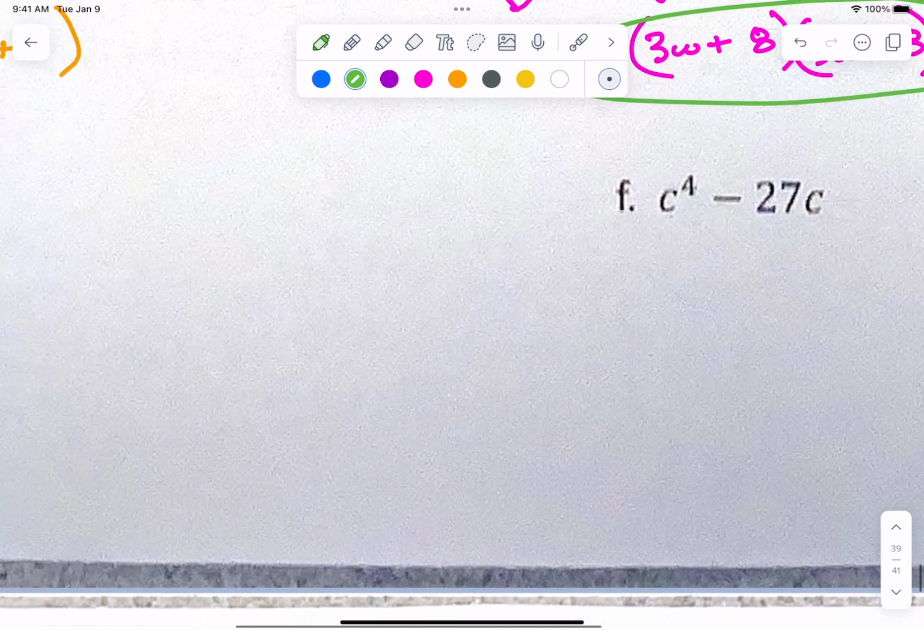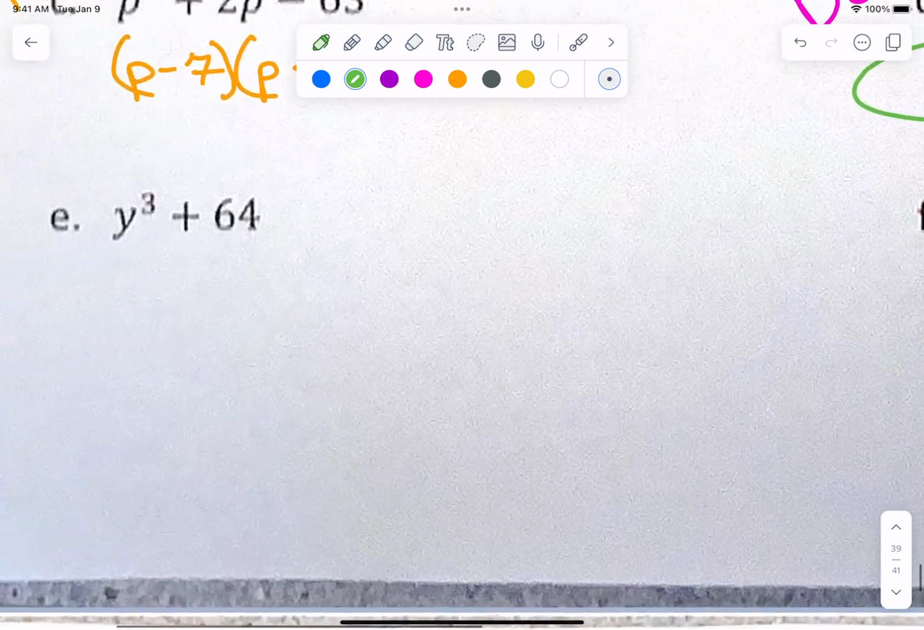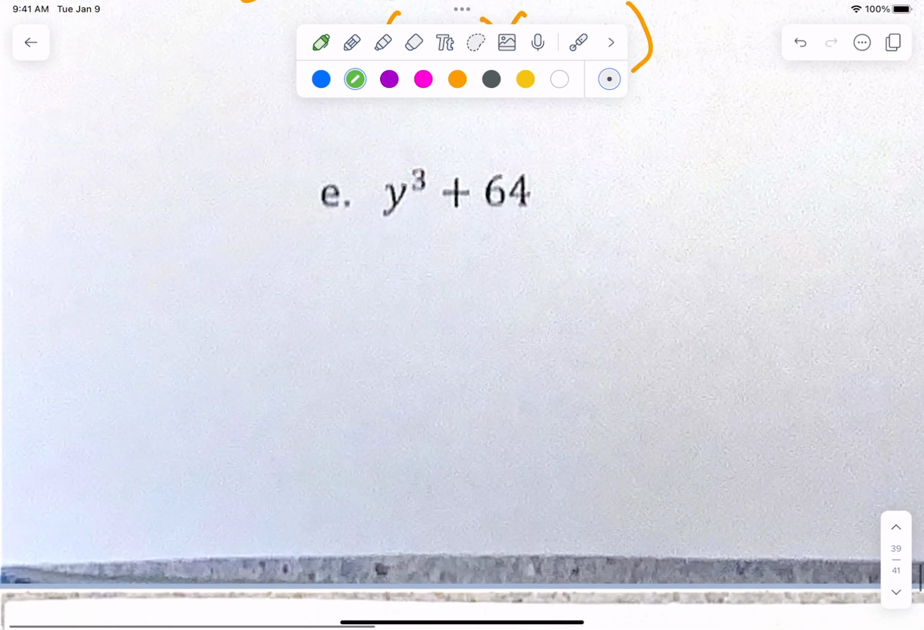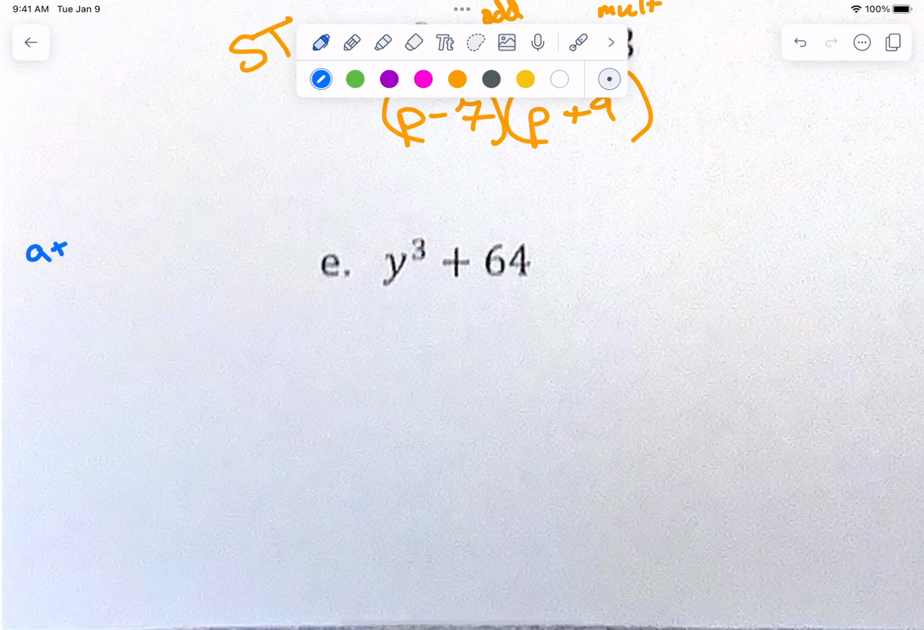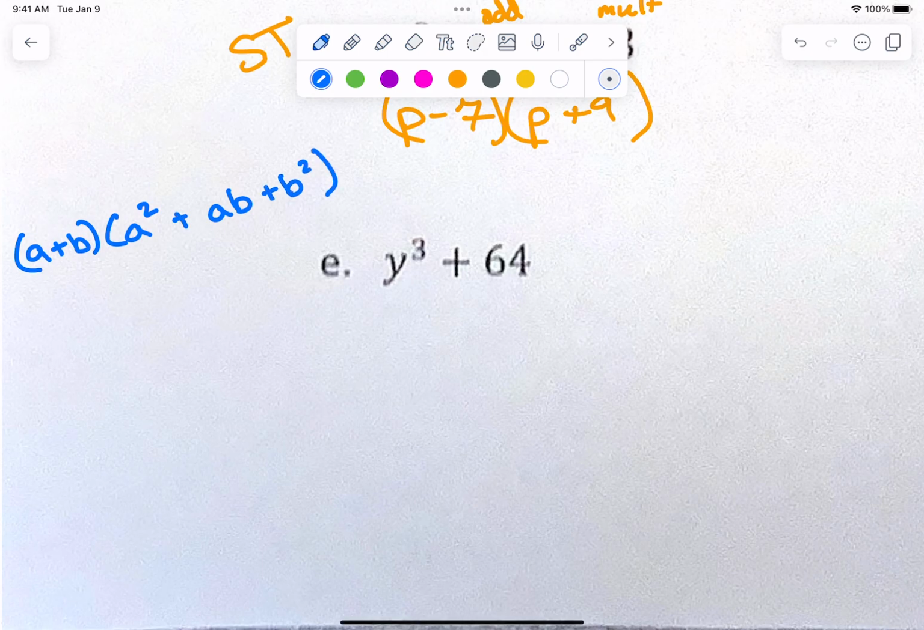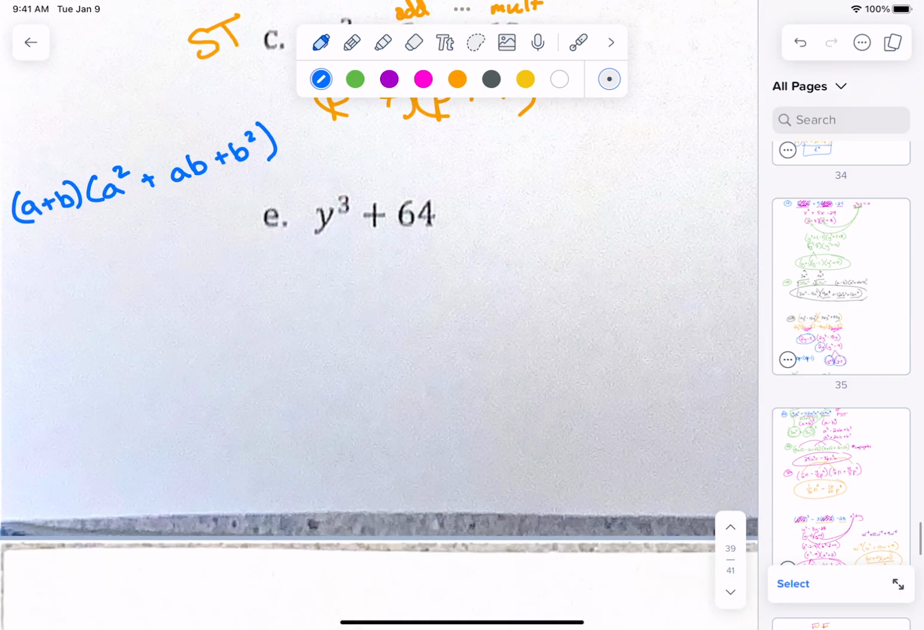E and F are both a sum of cubes and a difference of cubes. Okay, here's the rule for the sum of cubes. A plus B, A squared... I think is it plus AB? Plus b squared? Does somebody have that they want to look at real quick? Well, I don't have it anymore. What lesson was it from? Give me a number.